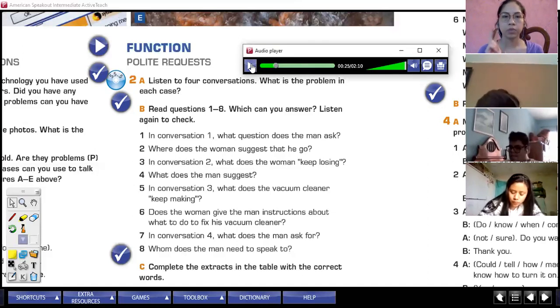And write number 2. Where does she suggest? What place? Where? Write it on your notebook and then we check your answers. Where does the woman suggest that he go? Ready?